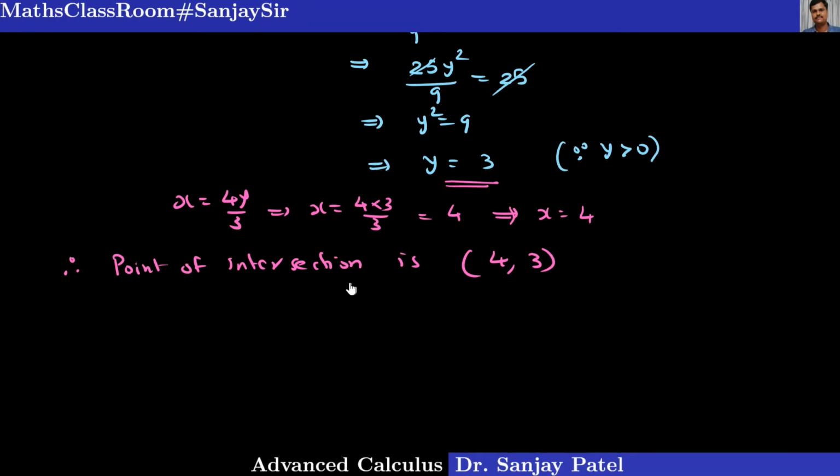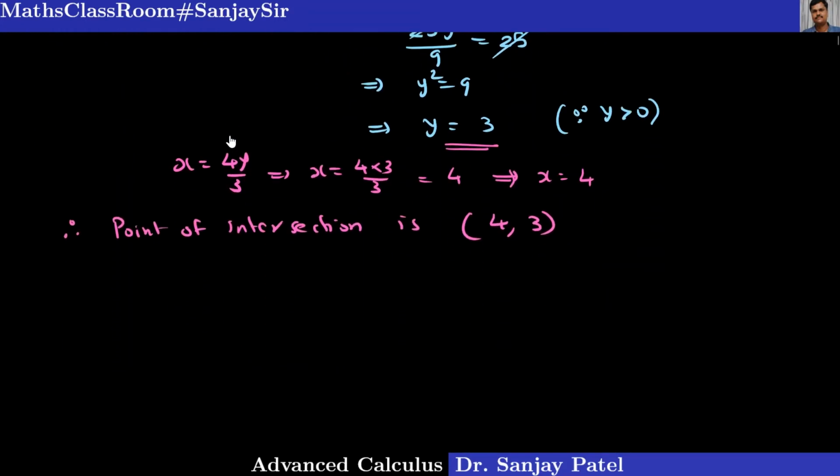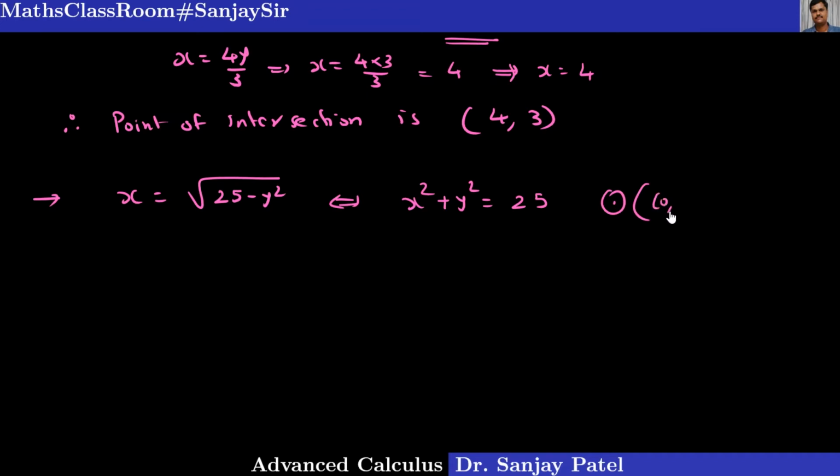So this is a common point between the two given curves. What are the two given curves? One is the equation x equal to 4y by 3, which is clearly a straight line. And let us see what the other is. It is also very simple. The curve x is equal to square root of 25 minus y square, squaring both the sides and rearranging the terms, is x square plus y square is equal to 25. So it is a circle with center at the origin 0, 0 and the radius is 5.